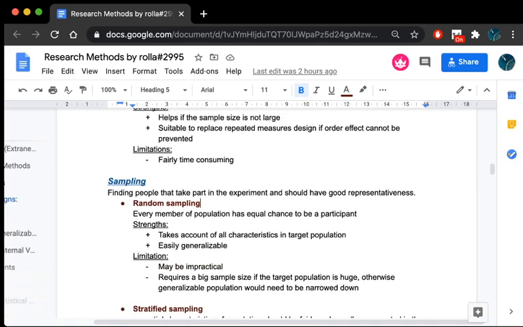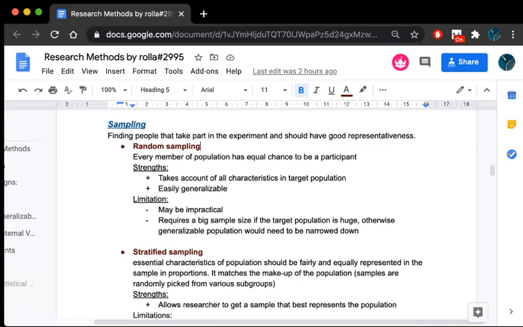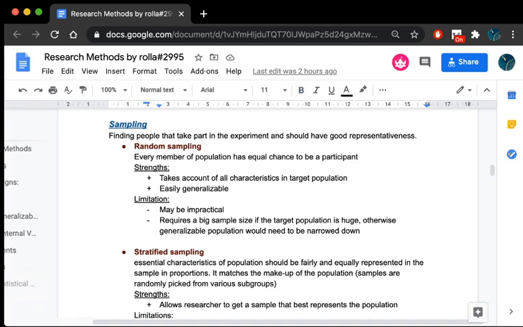So there's random sampling, where every member of the population has an equal chance to be a participant. This is good because it takes into account all characteristics in the target population. So even if there are minorities and extremes, regardless, you're taking the majority and getting the majority's characteristics. It's also easily generalizable since the participants represent the population.